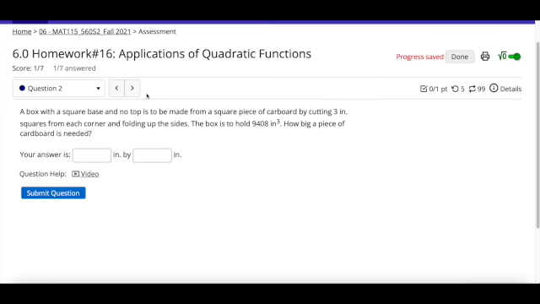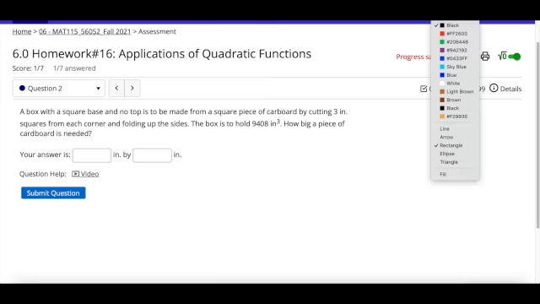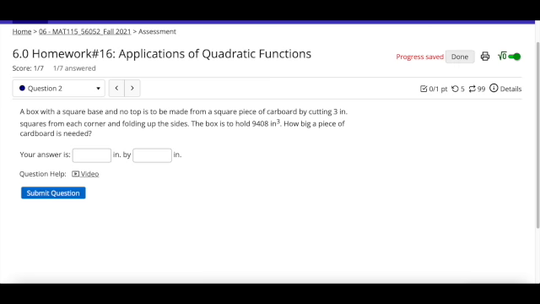Next one. This is an area problem involving a box with a square base with no top, and you're going to make a box with a volume of 9,408 cubic inches. How big a piece of cardboard do you need? It's good for this type of problem to visualize what you're doing.